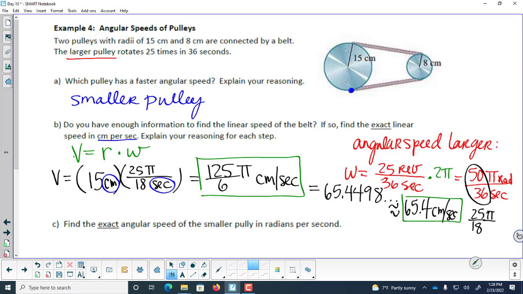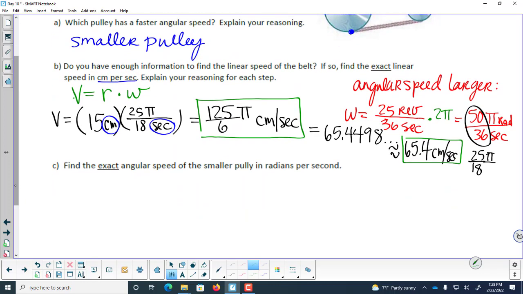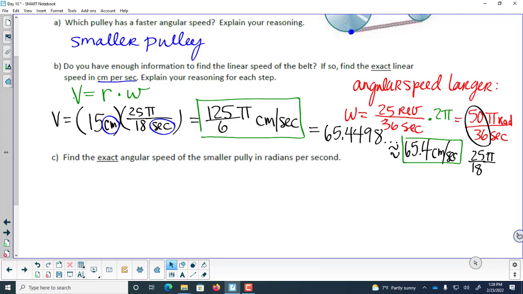Okay, so what does part C say? Find the angular speed of the smaller pulley in radians per second. Okay, so angular speed, we need to know what angle it makes in a certain amount of time. That's what angular speed is. An angle in radians. But that would require me to know something about revolutions, and I don't know anything about the revolutions.